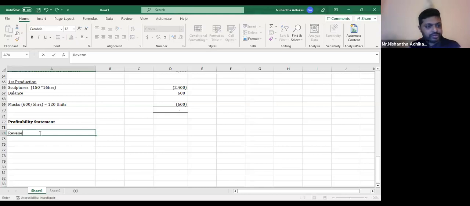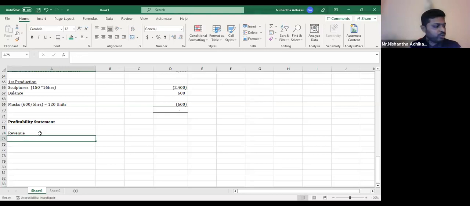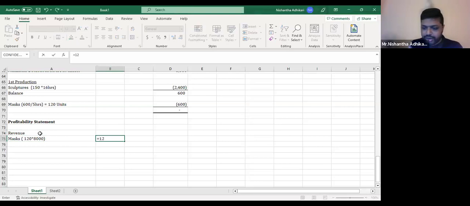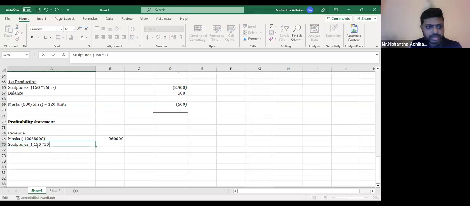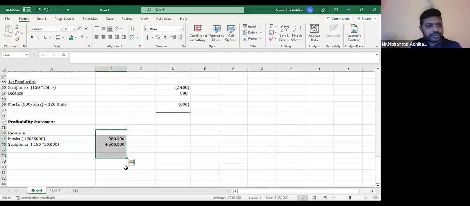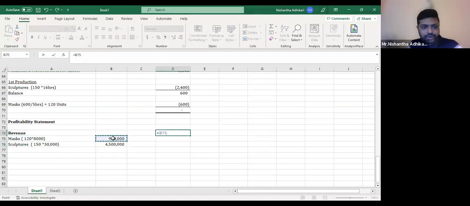Revenue. There are two products. Mask: 120 units, each at 8,000. Right. Then sculptures: 150 units, each at 30,000, so 150 into 30,000. This is the total revenue figure. Total revenue: 960,000 plus 4.5 million, that is 5.46 million is the total revenue, right?